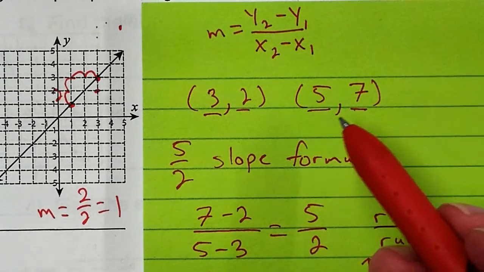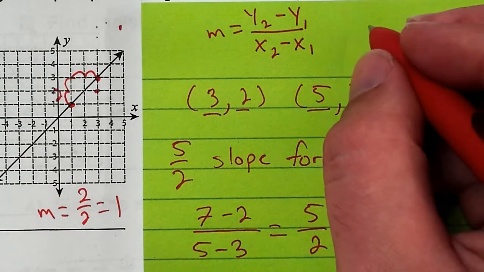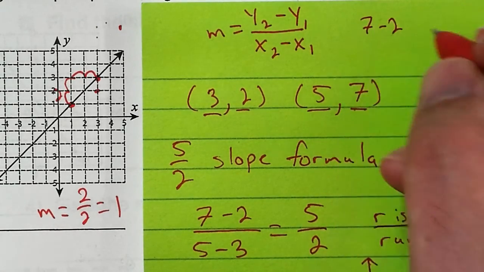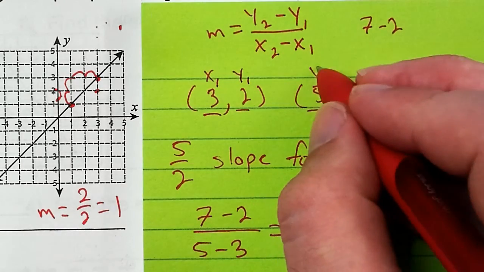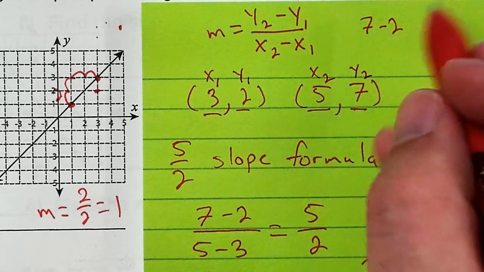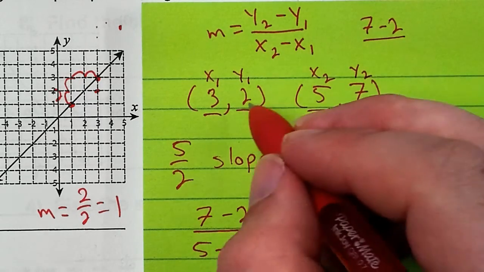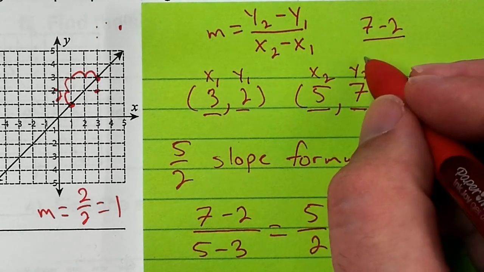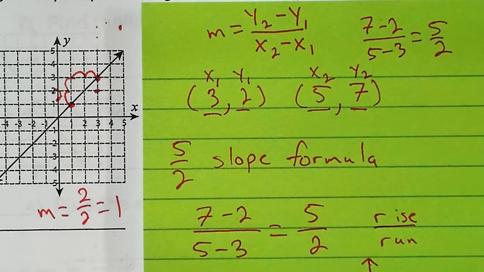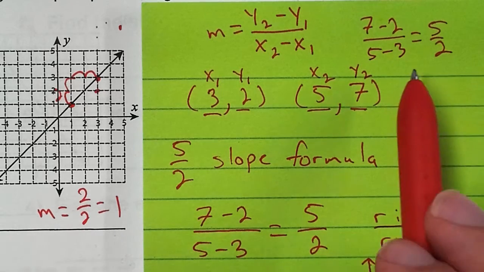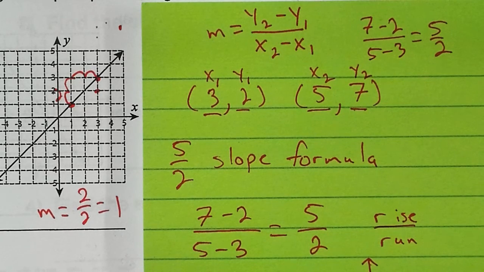I'm going to show you exactly what I did here. I took the 7. I did 7 minus 2. This was my first point, x1, y1. This is my second point, x2, y2. So it is 7 minus that 2, and then we're going to go to the x's, 5 minus 3, and we get 5 over 2. This is what we're practicing tomorrow. So there's our slope formula, and we just did a little practice together.